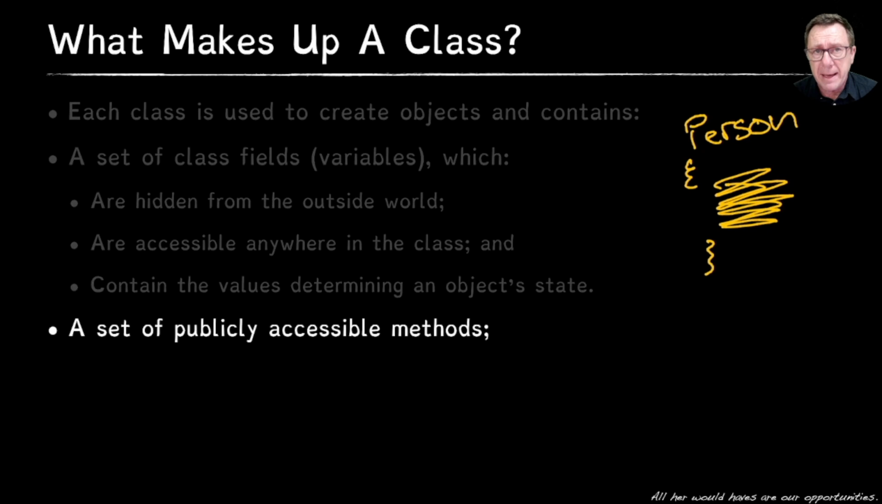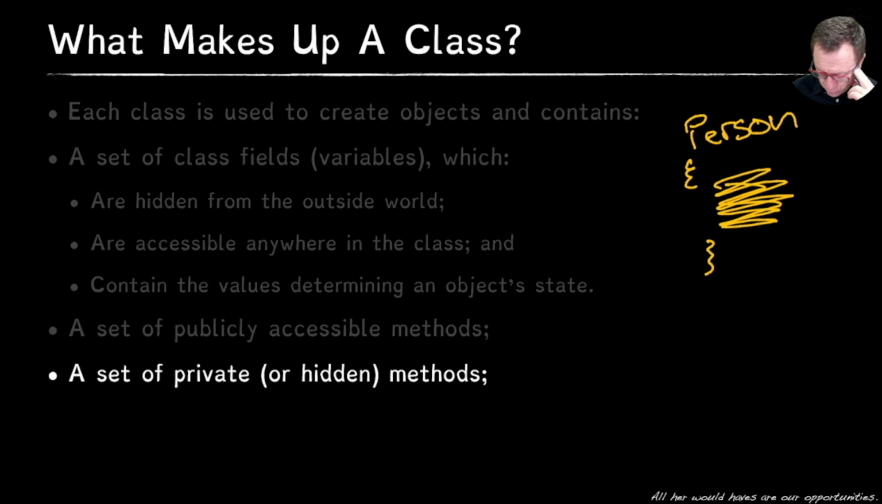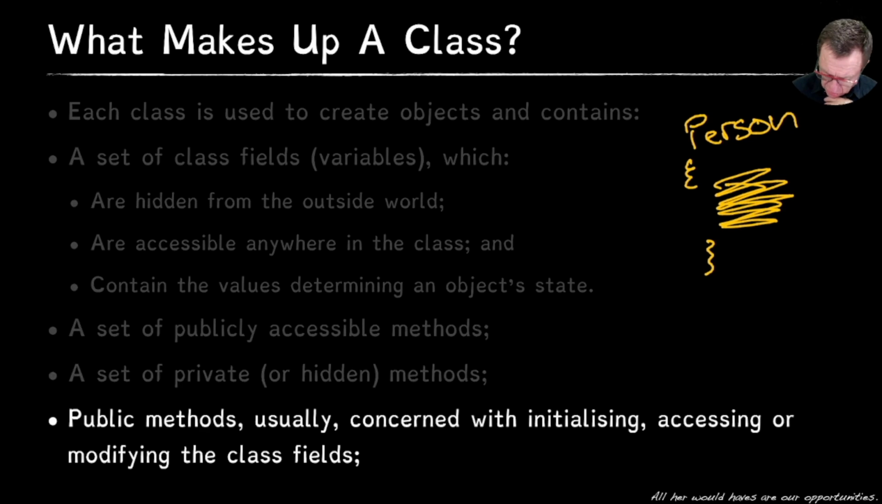Now we have a set of publicly accessible methods so that when something else wants to interact with a person object, there is a way to interact with it. That's what our accessible methods are for. And sometimes we have a set of private or hidden methods that only the class can use. The public methods are usually concerned with initializing, accessing, or modifying our class fields.